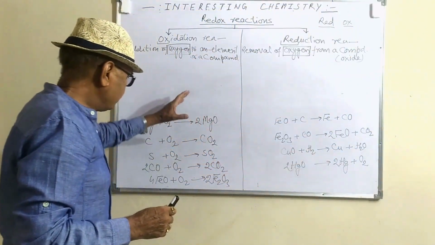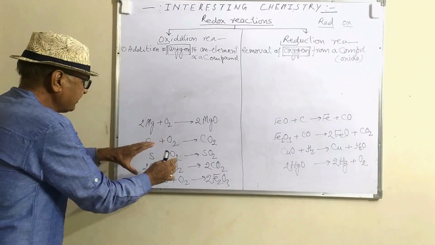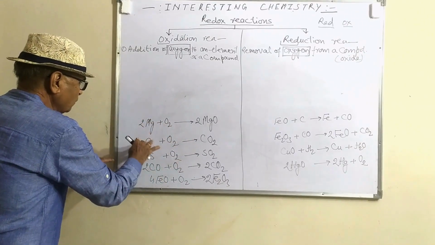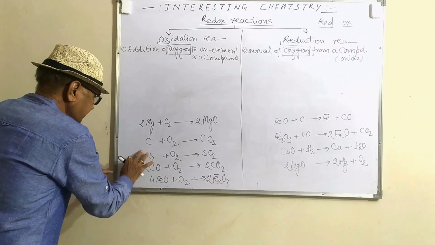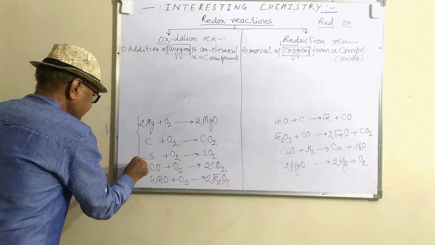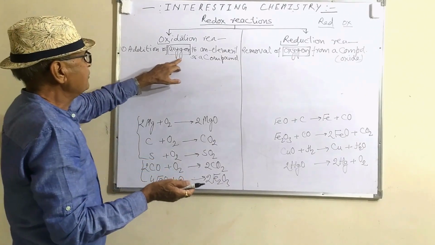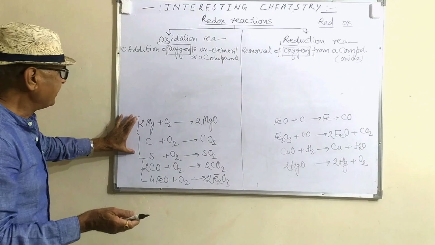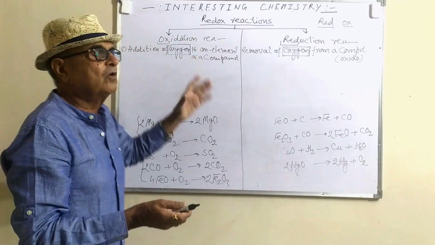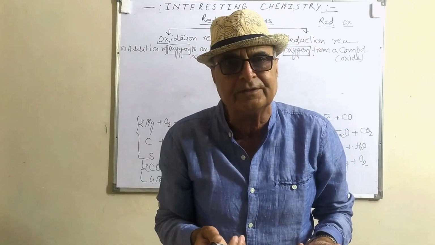So here, from these equations, you can conclude that in all the reactions, oxygen is added to these compounds, whether the element or compounds. These three are the elements, and here these are the compounds. The addition of oxygen to an element or a compound is called oxidation. This is very simple. I think that you have understood about the oxidation.